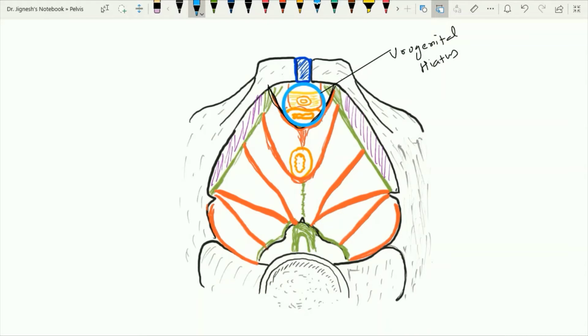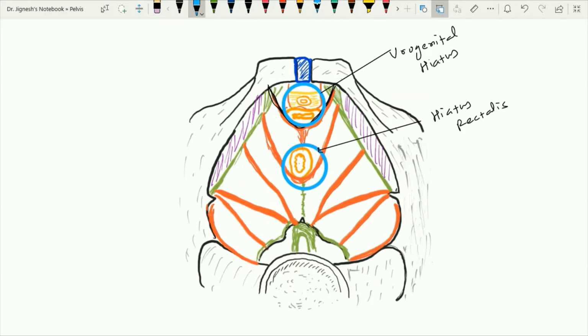The second normal hiatus, which is present within the pelvic diaphragm, is situated between the perineal body in front and the anococcygeal raphe behind, and through this opening or hiatus, the anal canal or the lower part of the rectum is going to pass, and that's why this hiatus is called the hiatus rectalis.